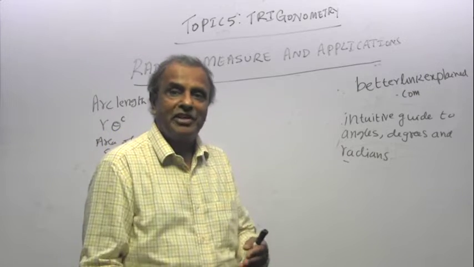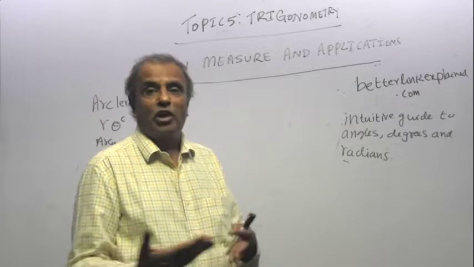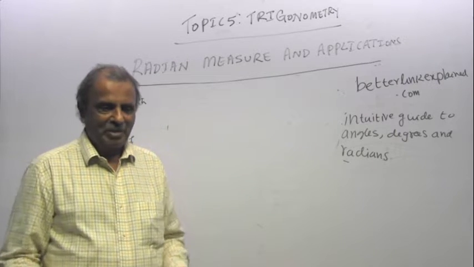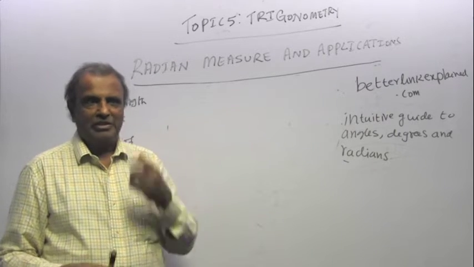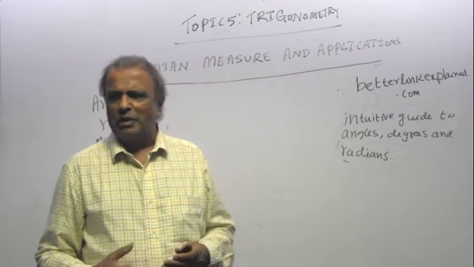It started in France. They used to call it a grade. Not 100, 400. A right angle was 100 grades. But then it fell flat because it was more cumbersome. Then, where did this concept of 360 come from?